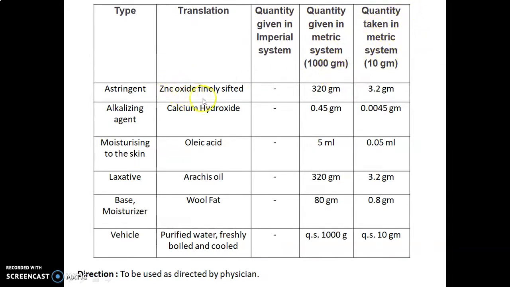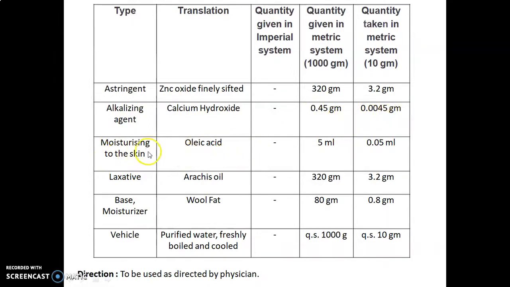Zinc oxide, finely sifted, used as an astringent. Quantity given is 320 gram. Taken quantity should be 3.2 gram. Calcium hydroxide, used as an alkalizing agent. Quantity given in the metric system is 0.45 gram. Taken quantity should be 0.0045 gram.